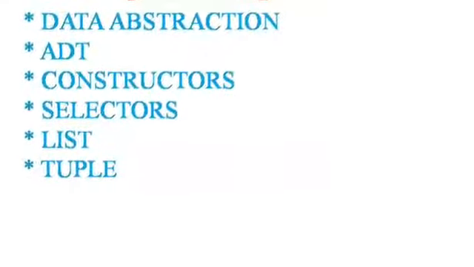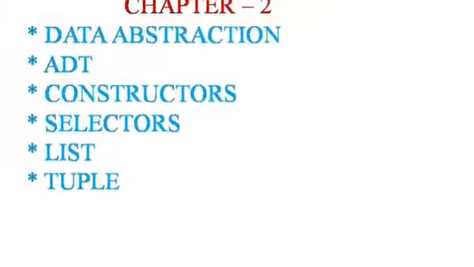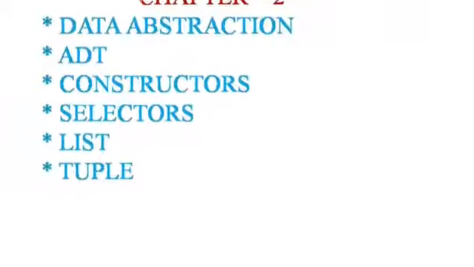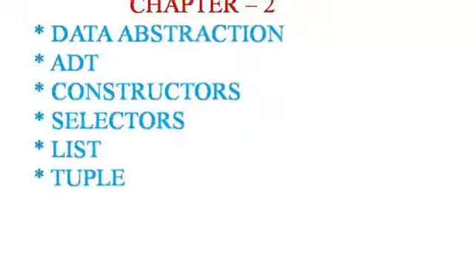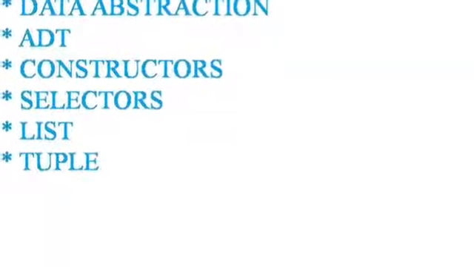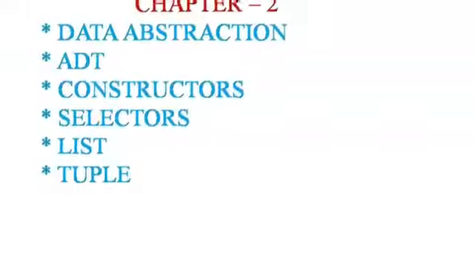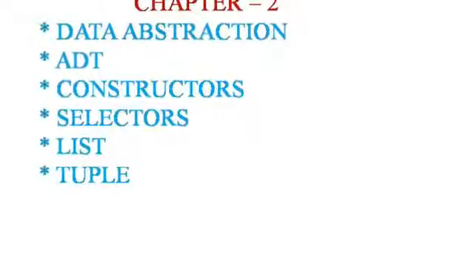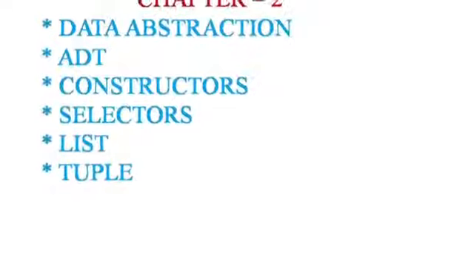Data abstraction provides only the essential details and hides the others. An abstract data type is a type or object whose behavior is defined by a set of values and a set of operations. Constructors are functions that build the abstract data type. Selector functions are used to retrieve information from the data type. In a list, expressions are placed in square brackets, but in the case of a tuple, they are placed in parentheses.